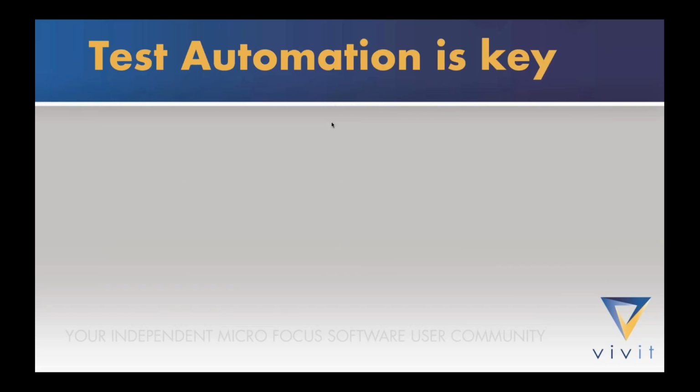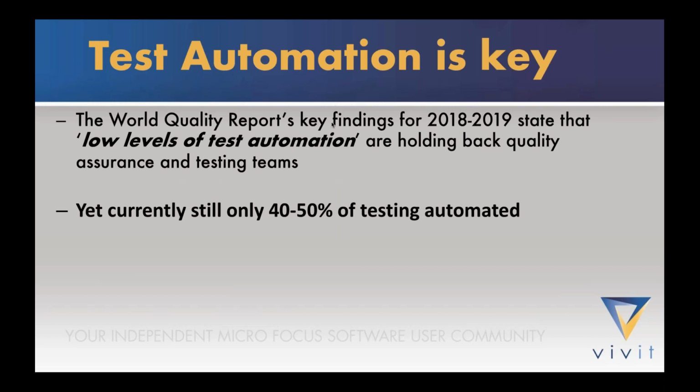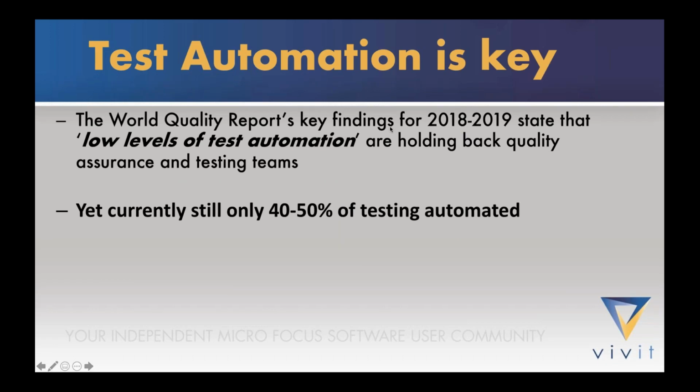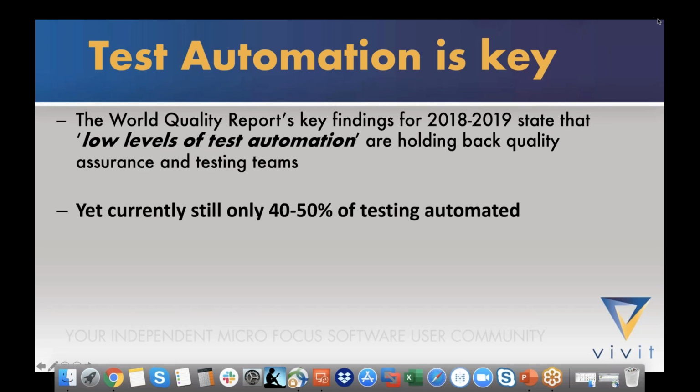So test automation is key. The World Quality Report key findings for 2018 and 2019 stated that low levels of test automation are holding back quality assurance and testing teams. And yet, what this means is we actually still only have 40 to 50% of testing automated. The rest is still done manually.